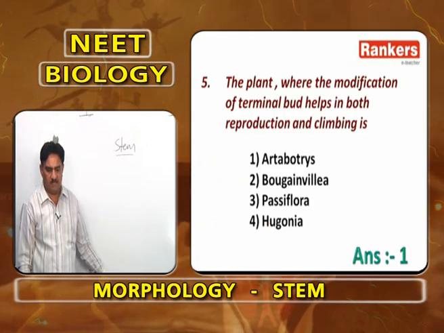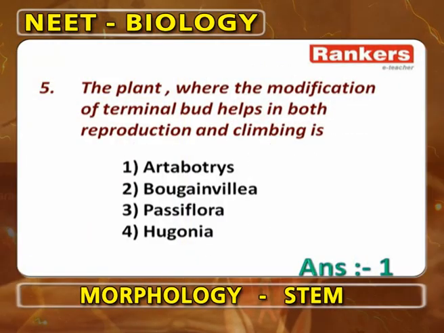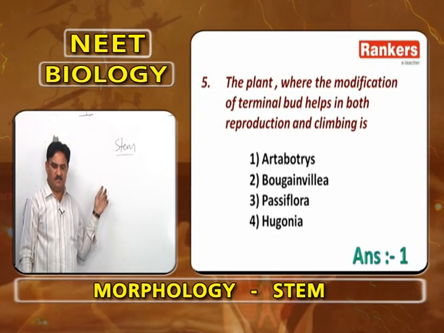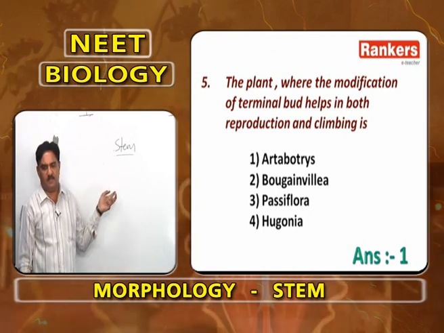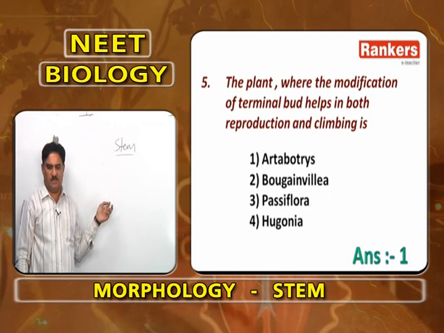Next, the plant where the modification of terminal buds helps both in reproduction and climbing. Just now I told, apical bud becomes an inflorescence that helps in reproduction, and the peduncle becomes a hook that helps in climbing. So the answer is 1, Artabotrys.